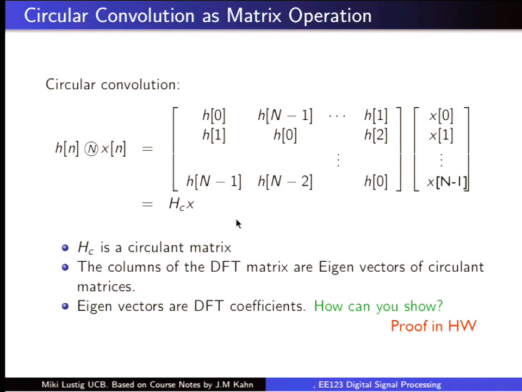But here's what's exciting about circulant matrices. Circulant matrices have a particular structure. And as it turns out, the DFT matrix, its rows and actually columns, are eigenvectors of circulant matrices. Isn't that crazy? It's crazy. And the eigenvalues are... How can you show this? You're going to see it in your homework.